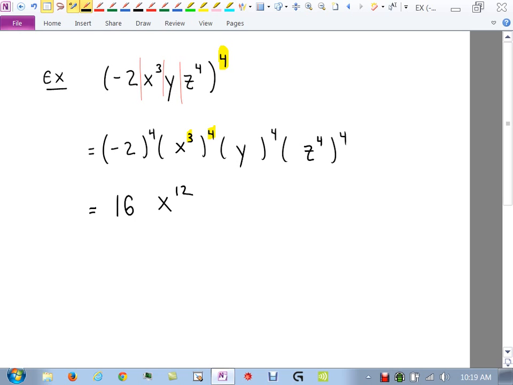And then what's y to the 4th? It's just y to the 4th, right? There's nothing really to do there. You could, if you want, look at that as being a 1, and then doing 1 times 4 is just 4. What's the last one? Z to the 16th. This is it.